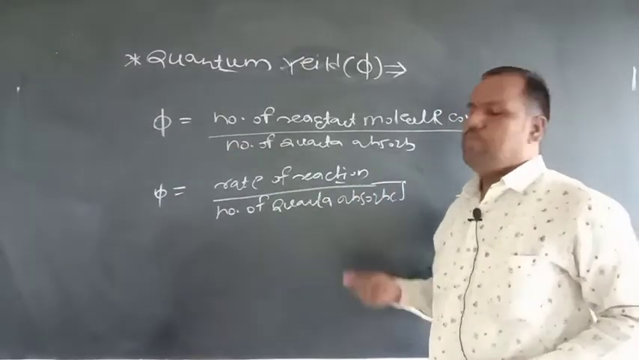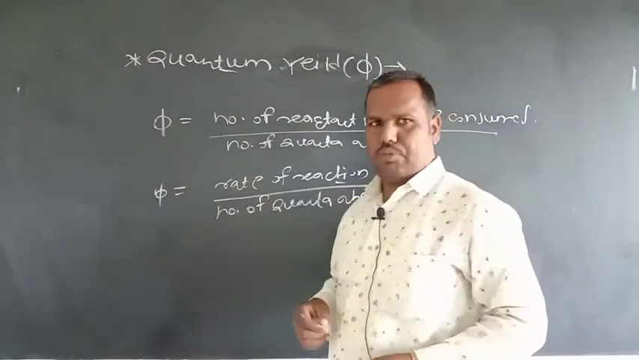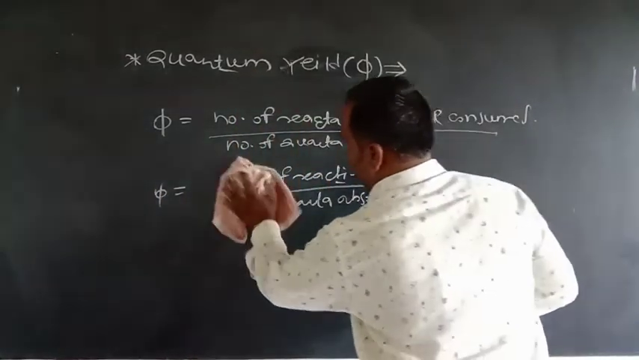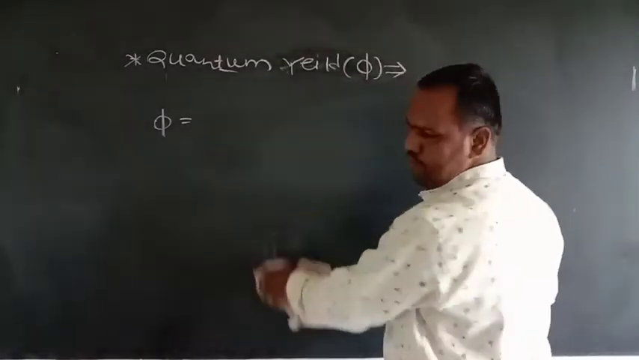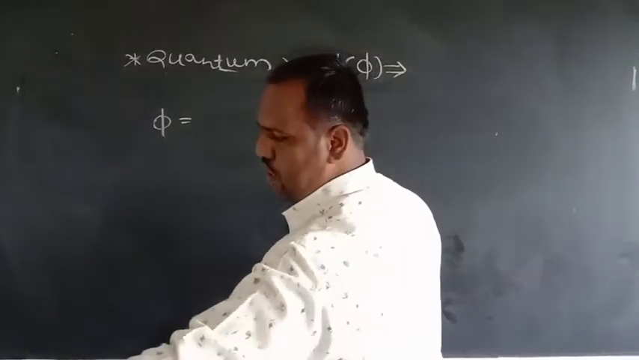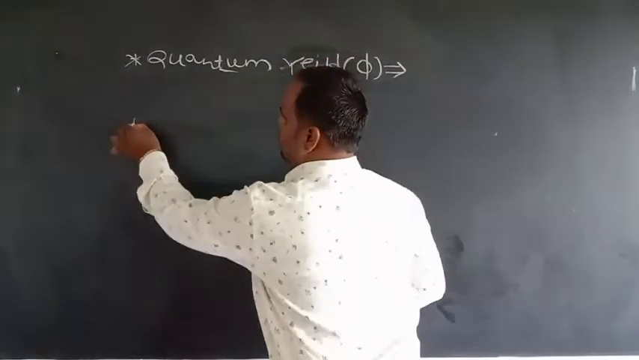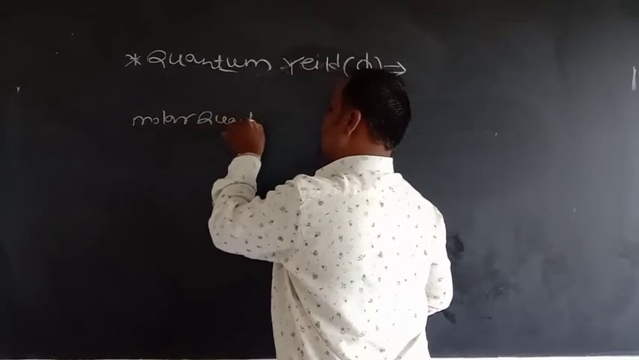In terms of molar quantities, if you express quantum yield in terms of molar quantities, then we can write phi equal to, for molar quantities.